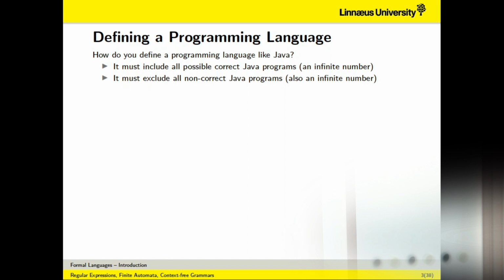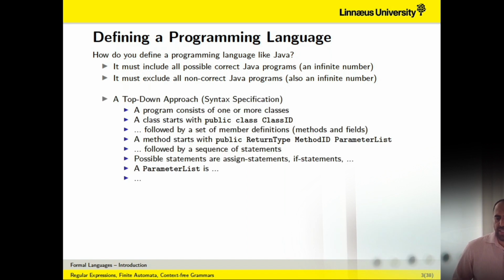The same holds for Java. I mean, one way could be like, okay, you can define all the correct programs in Java, but then it's quite infinite. There could be more than the population of the universe. Another approach could be, instead of defining the correct Java program, we identify what is wrong, what is incorrect, what is not acceptable. But then that is also quite hard to do.